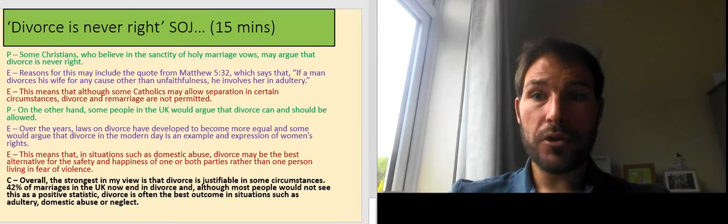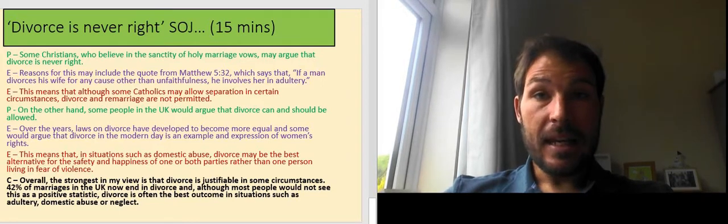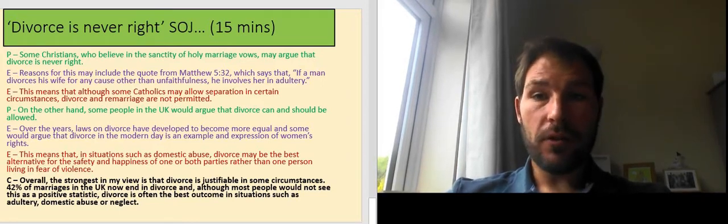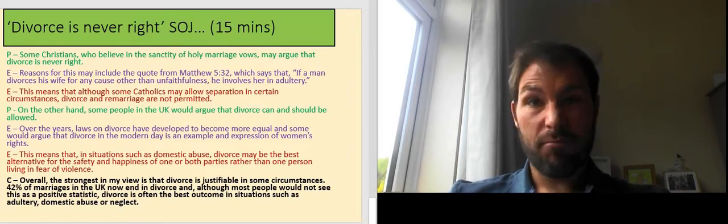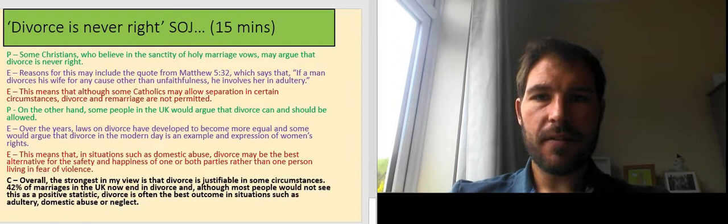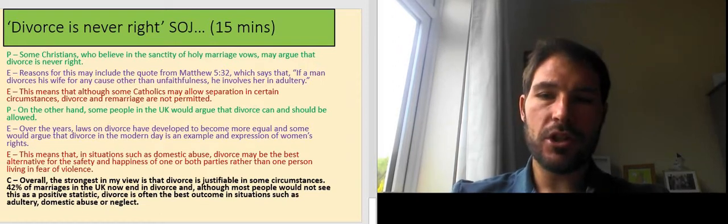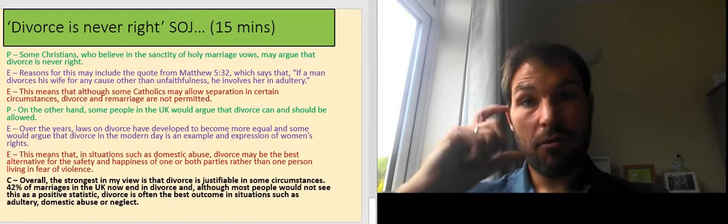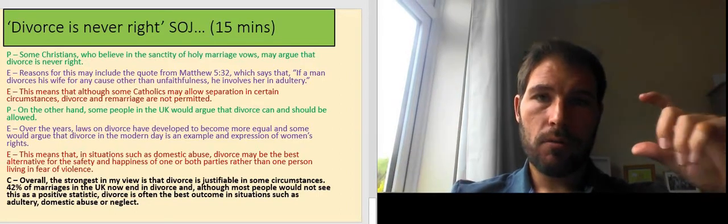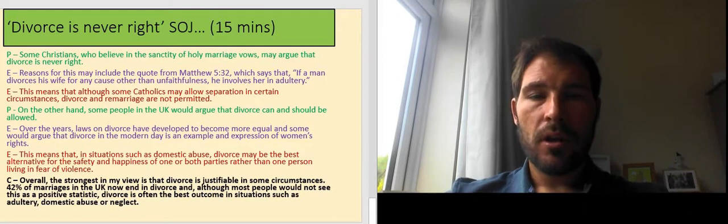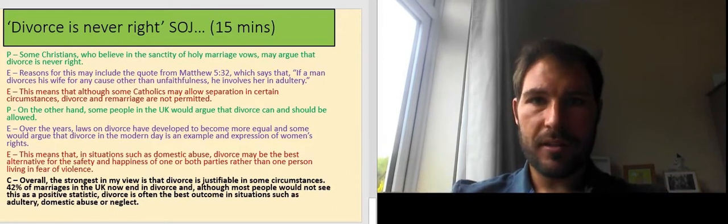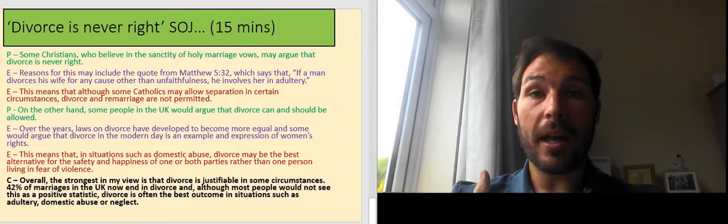Okay, so divorce is never right. Let's have a look. So the first PEE, the S, the supporting view, which is in a PEE. Remember, I need to write 3 solid sentences for each PEE. So if I'm doing a SOJ, a support, oppose, and a judgment, that should be 3 sentences for the support, 3 sentences for the oppose, or 2 long sentences including a quote, and then 2 or 3 sentences with some evidence for my opinion.